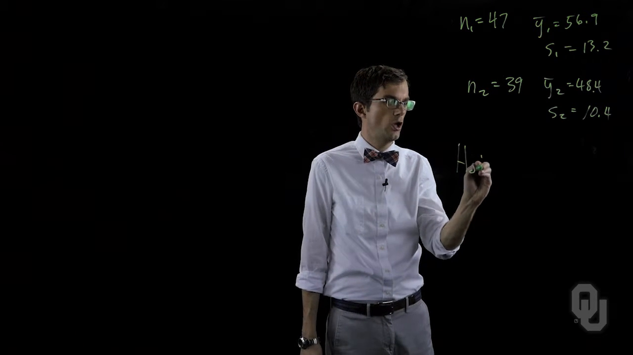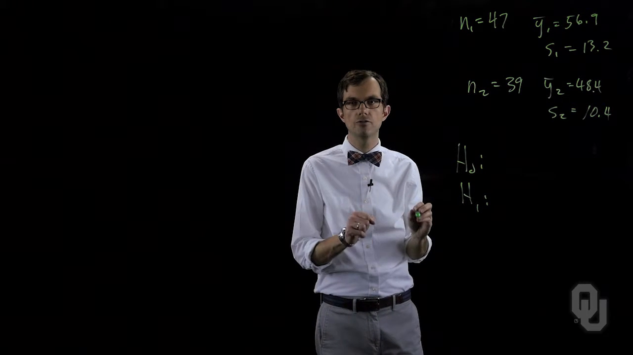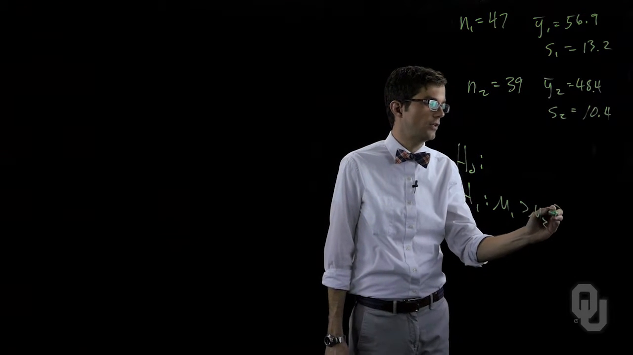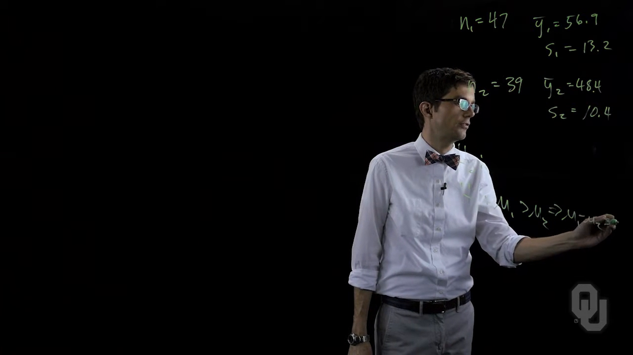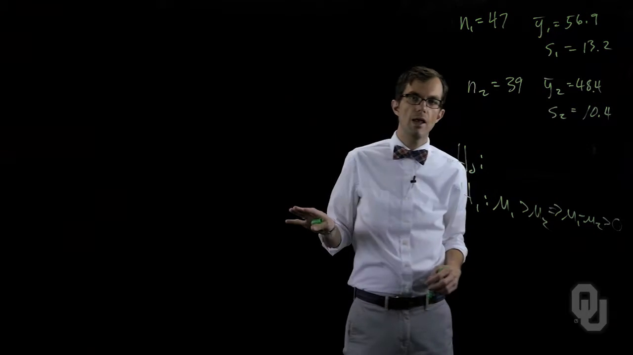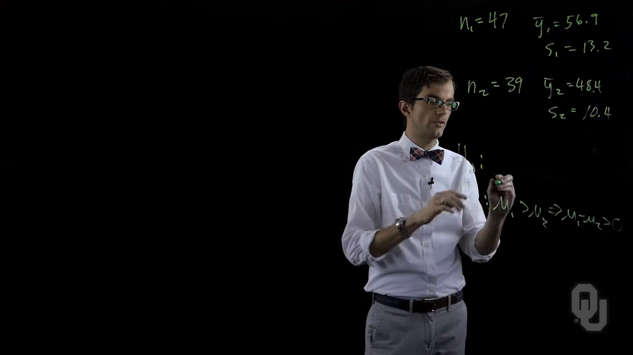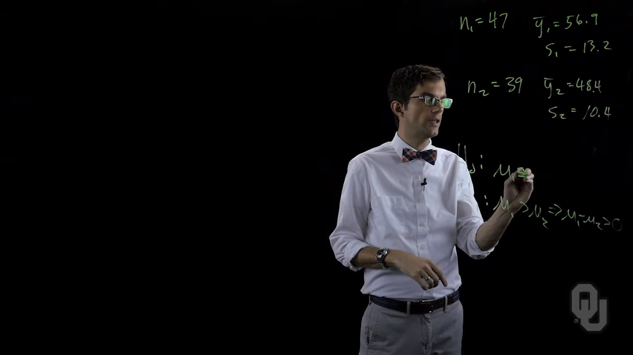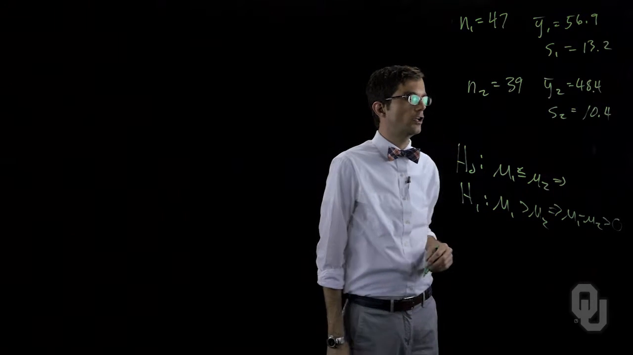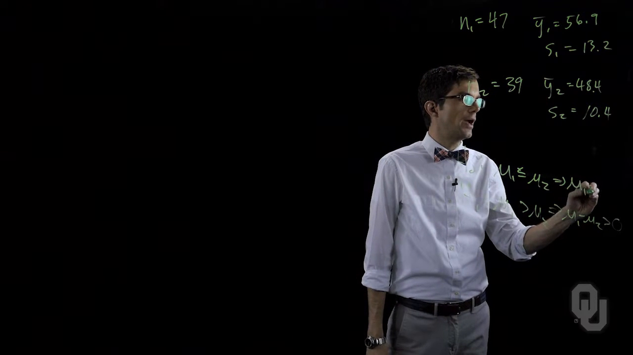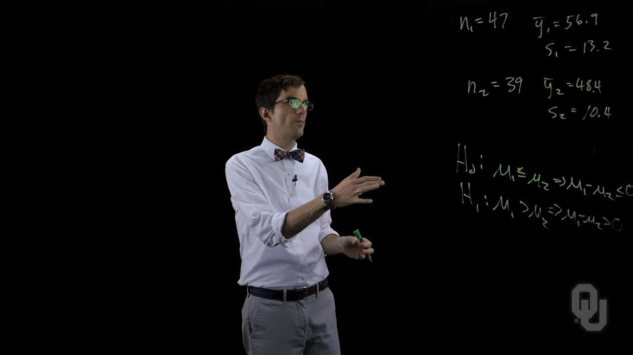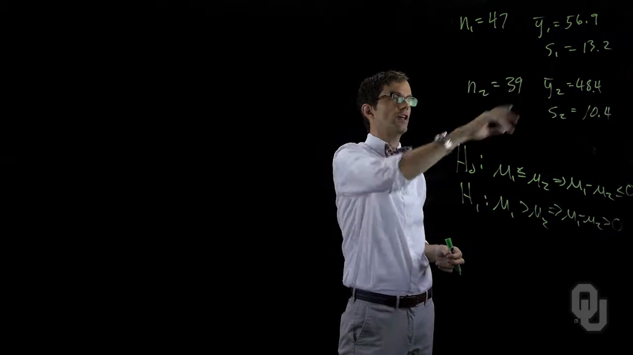Longer than implies strictly greater than: mu1 greater than mu2. That's equivalently written as mu1 minus mu2 greater than 0. Greater than does not imply equality. Equality must be in the null. So the null is going to be the contradiction of this, mu1 less than or equal to mu2. We could equivalently write that as mu1 minus mu2 less than or equal to 0. Okay, so we've got our hypotheses, we've collected our sample and found our sample statistics.